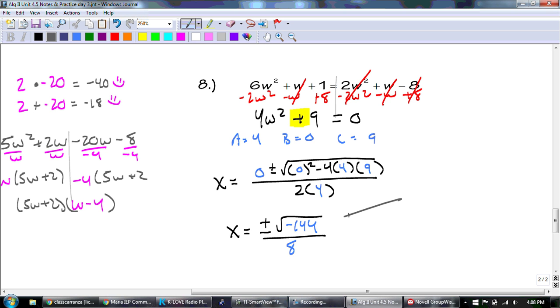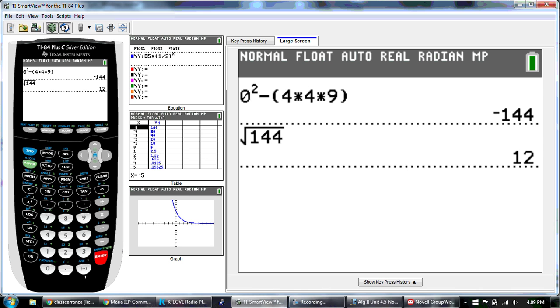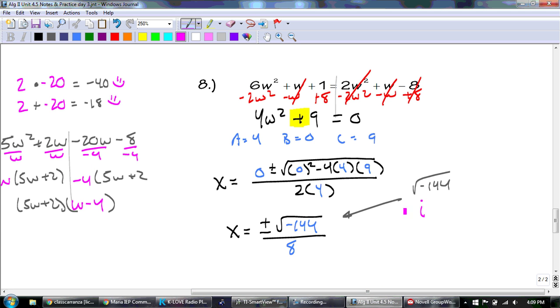So we've got to take that negative 144 and find out what the square root of it is. Now the first thing that I notice is that it's negative and it's an i. And if you look at it, 144 is on our list. We should know what the square root of 144 is, and that is 12. Okay, so it's actually 12i, and I'm going to put the 12 out in front.